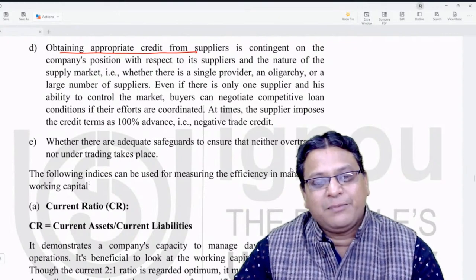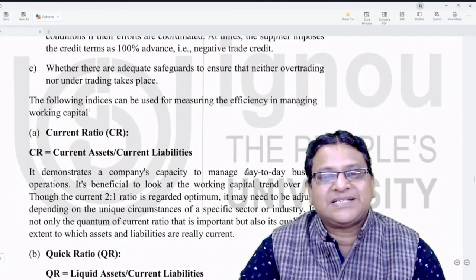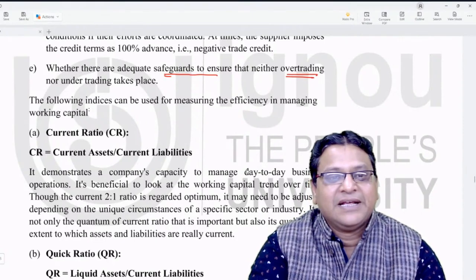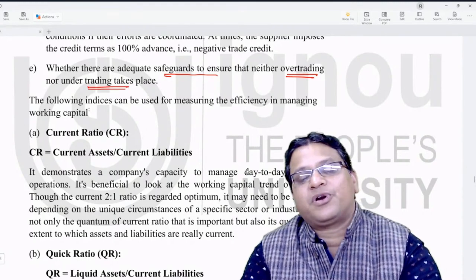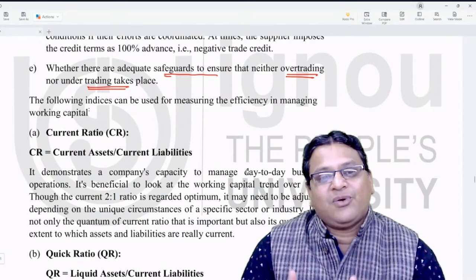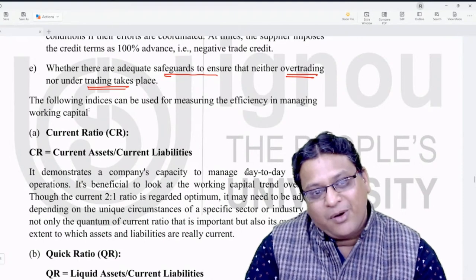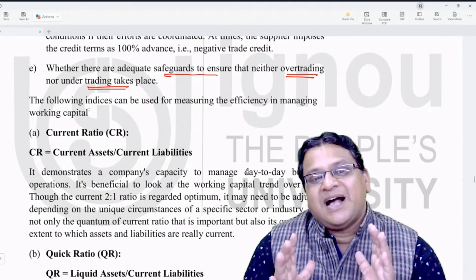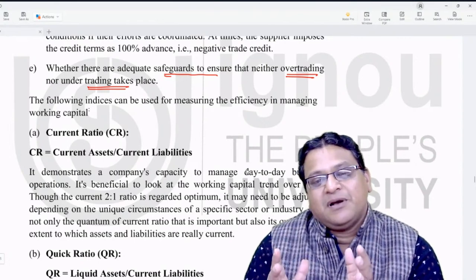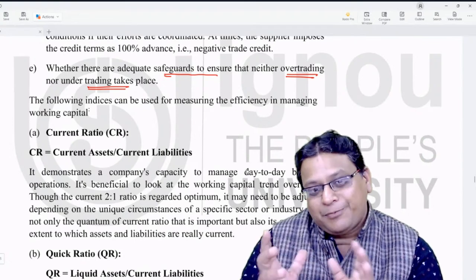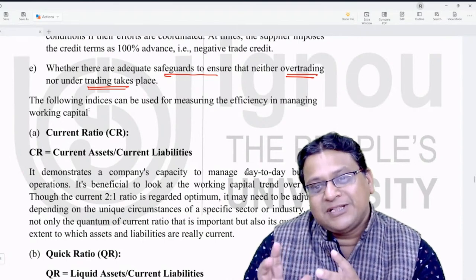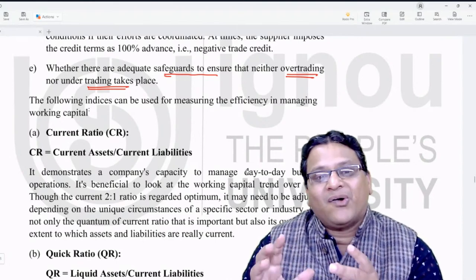Then we have to find out whether adequate safeguards exist against over-trading or under-trading. What is over-trading? Trading beyond our capacity. That is known as over-trading. What is under-trading? Trading below our capacity. Each and every business has a capacity to trade, and this capacity is derived from the net worth of the company. So we have to make a comparison between working capital and net worth and find out whether the company is over-trading or under-trading.